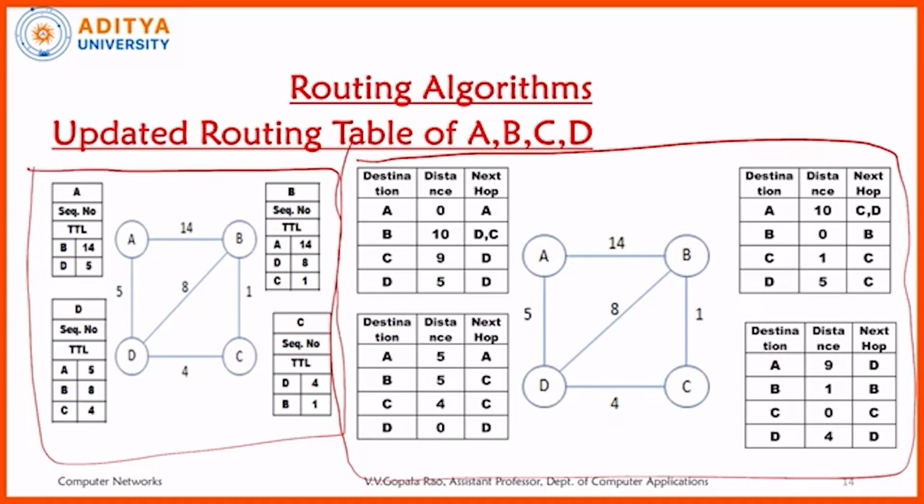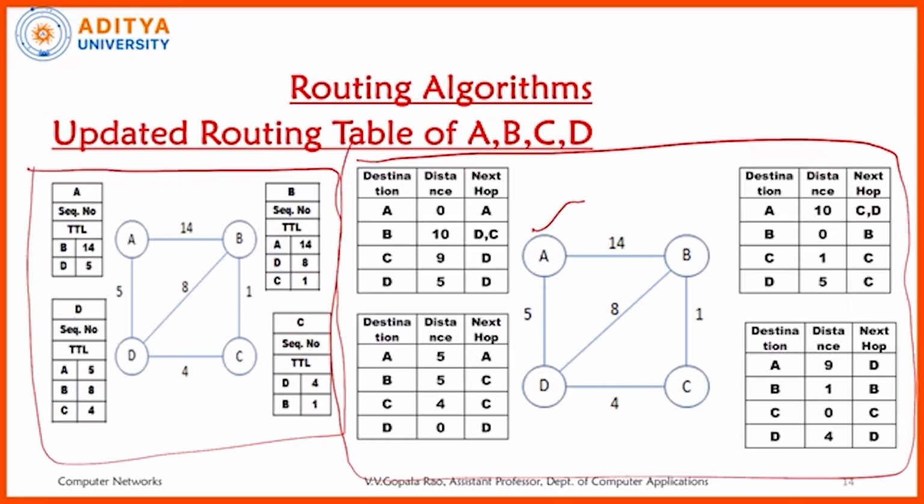Now focus on the router A here. In every routing table, there are three columns. This is called the routing table information. The first column is the destination, then the distance from that router to the destination, and also the next hop. That means in which direction the packet has to travel. What is the next hop? That means which router is the next router that can take the packet and carry it to the other side. That is the meaning of next hop here.